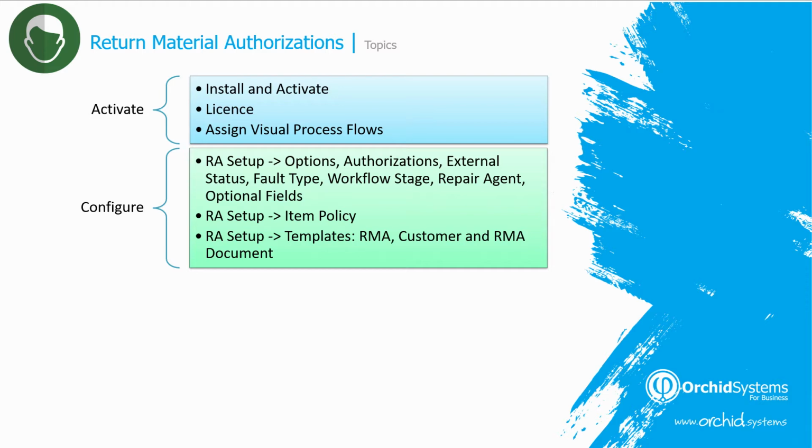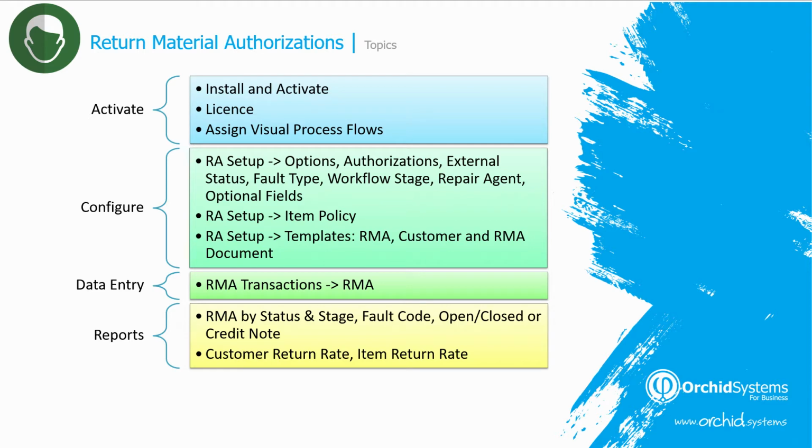And then we're going to look at the different types of item policies you can set up for those items that you don't allow returns or don't allow returns within a certain period. And then we're going to spend some time looking at the different templates that you can use: RMA general templates, customer-specific templates, or entire documents which can be set up as templates. Then we'll process some RMAs using the different template codes.